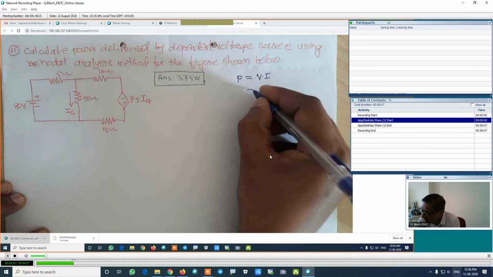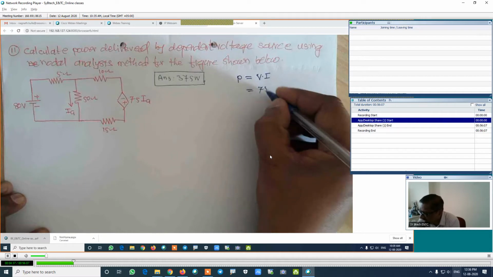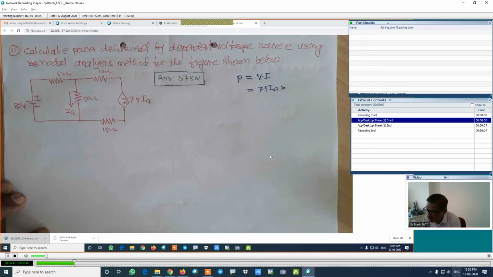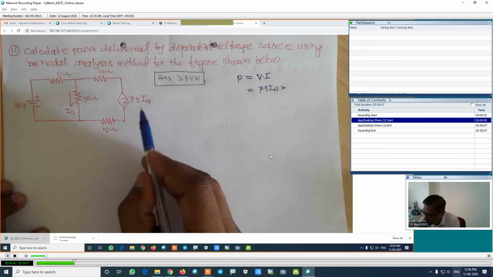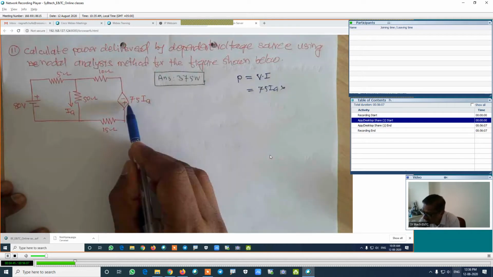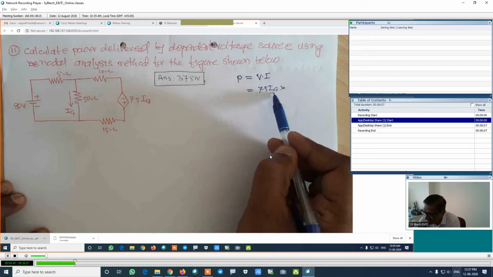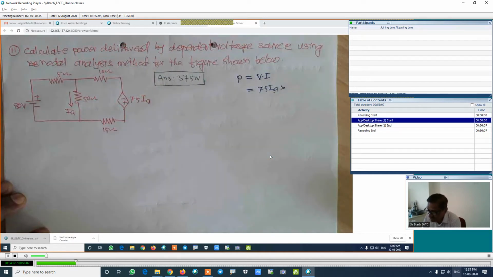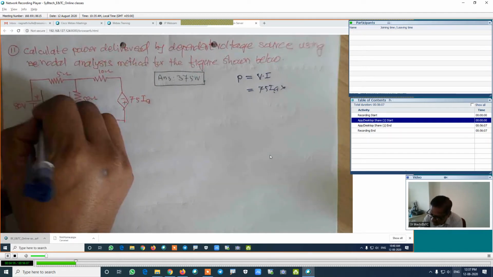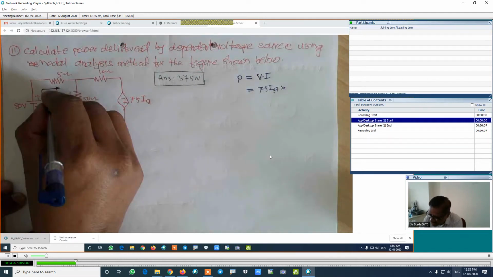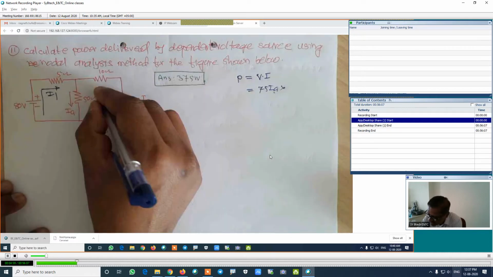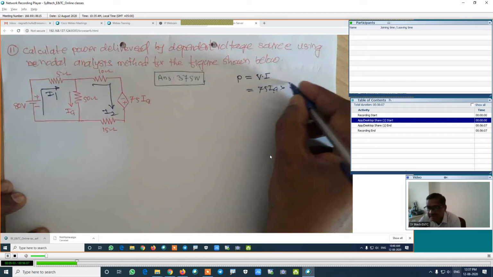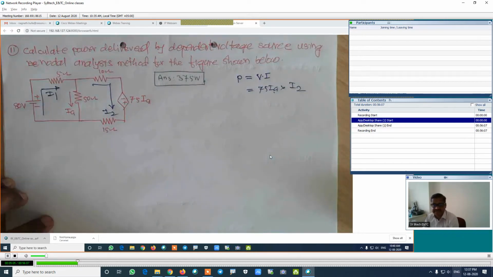How much is the V? It is 75 into IA, that is V into this I. I may be the current in this branch, which means we have to calculate the value of this IA, because it is dependent, so it is not known but required. We are also interested in the current in this branch. If I give names to the branches, this branch current is I1, this is IA, and this may be I2. So we are interested in IA and I2.